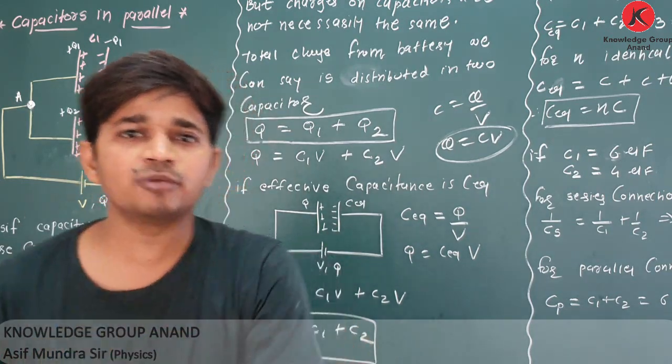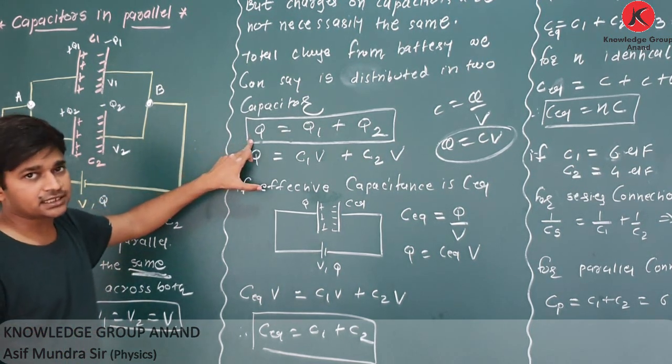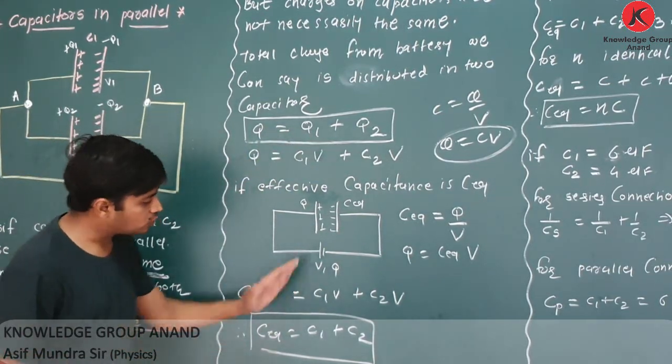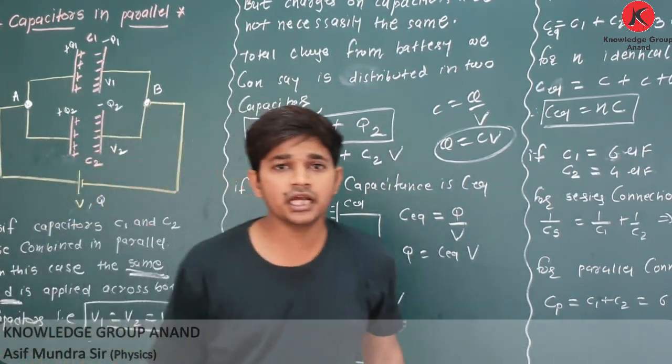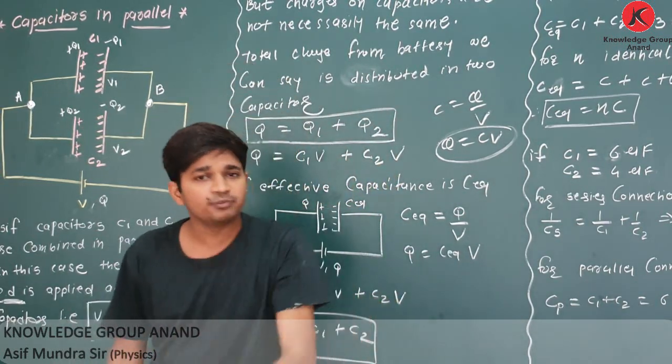Clear? Again you have to remember three equations. For parallel connection, potential difference is the same. Charge gets distributed, so Q = Q1 + Q2. C equivalent = C1 + C2. Clear? So what is the difference between series connection and parallel connection? That you have to remember.